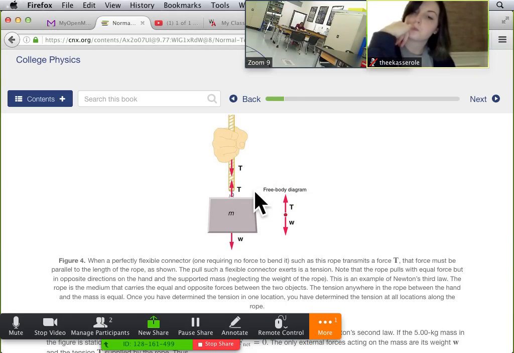If you're going to draw a free body diagram of this mass, you would have the weight of the mass pulling it down. In other words, gravity is pulling the mass downward towards the surface of the earth. And the tension that is in the rope, created by your hand and the mass pulling on the rope in opposite directions, is holding the mass up.